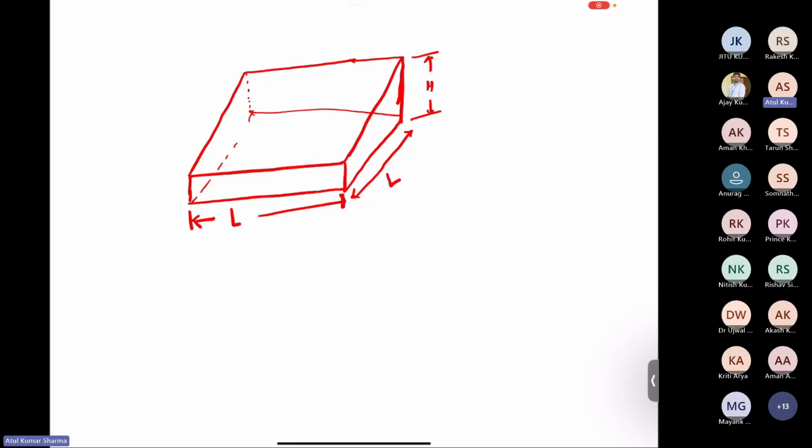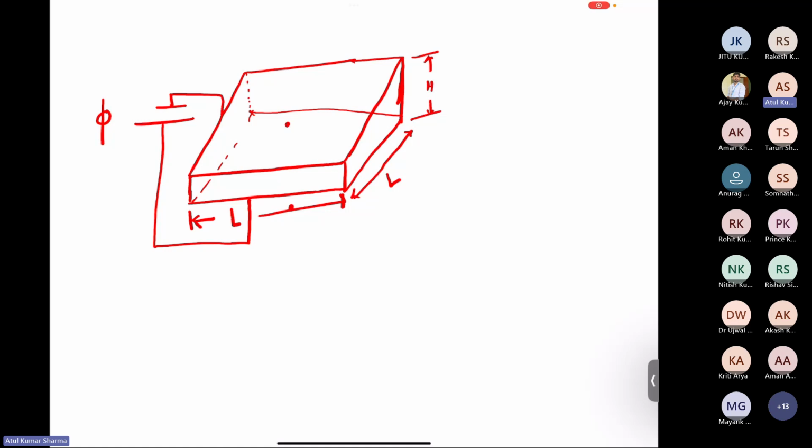Now what will happen if we apply a potential difference? Let's say I apply a potential difference through the thickness, so you can say that this will be one surface and this is the bottom surface. Let's say this applied potential difference is phi, and because of this it will undergo deformation. Now if it is undergoing deformation, then the dimensions will change.